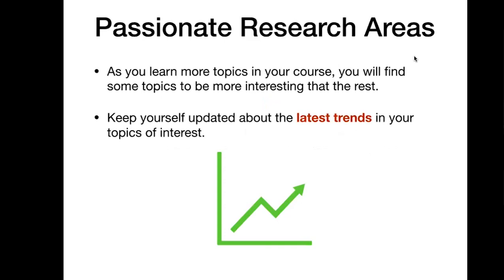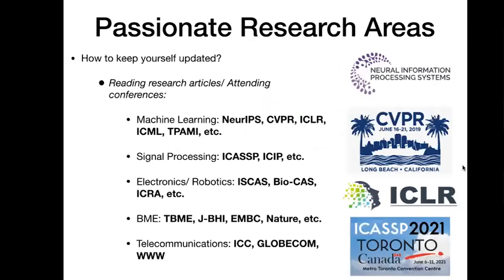So the first one is to attend conferences and read research articles as much as you can, which are in the same domain that you are interested in. So for machine learning, there are a nice set of conferences such as NeurIPS, CVPR, ICLR, ICML, TPAMI, etc. Signal processing, you have ICASSP, ICIP, ISBI, etc. And then for electronics, you have conferences like ISCAS, and for robotics, you have ICRA, and for biomedical engineering, TBME, JBHI, EMBS, and Nature are quite important journals and conferences.